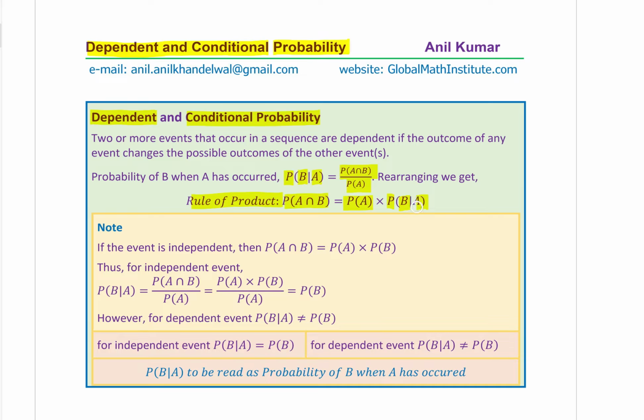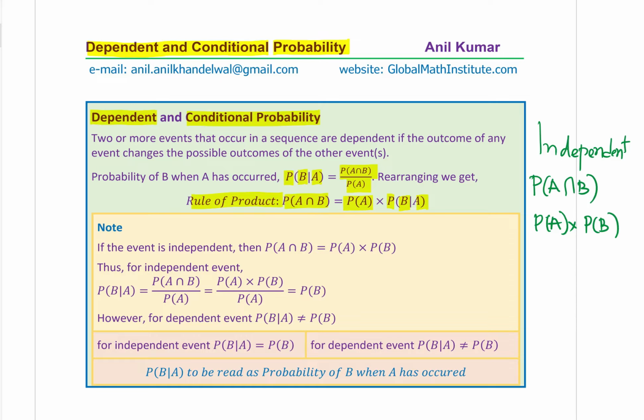So you notice that this formula is slightly different from the formula which you have seen for independent cases, correct? I hope you remember, when we were talking about independent cases, what was the formula? Probability of A intersection B is the product of these two, right? Product of probability of A times probability of B.